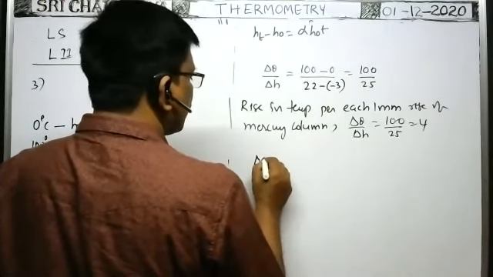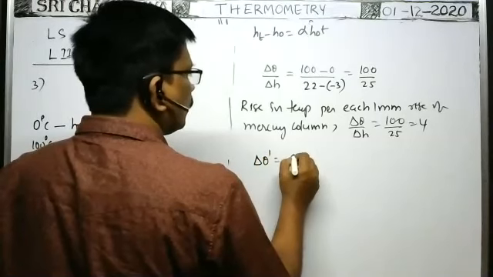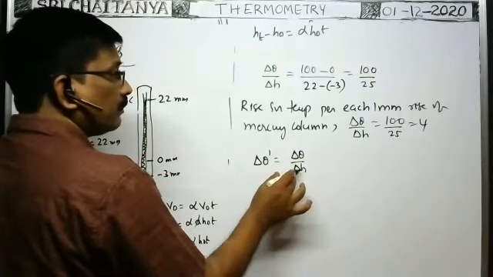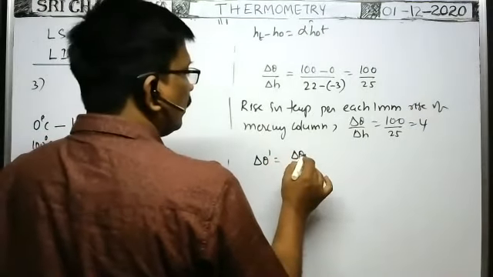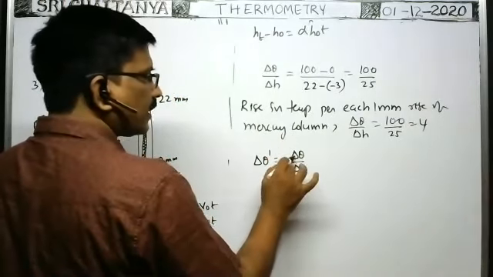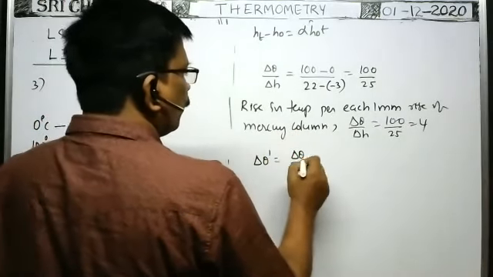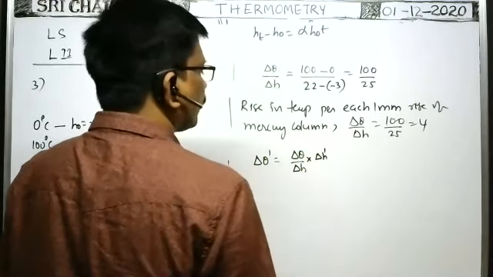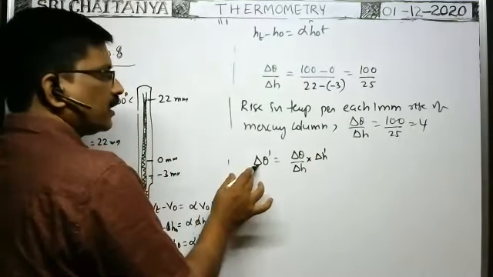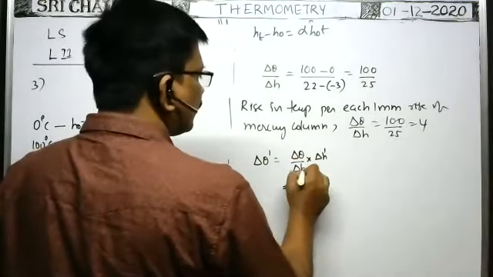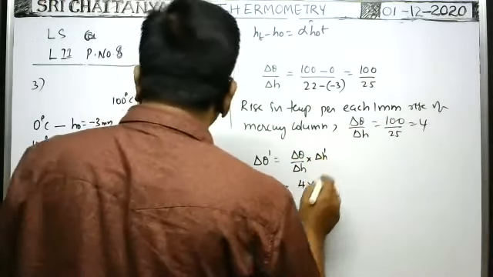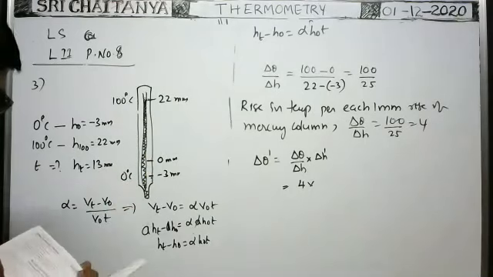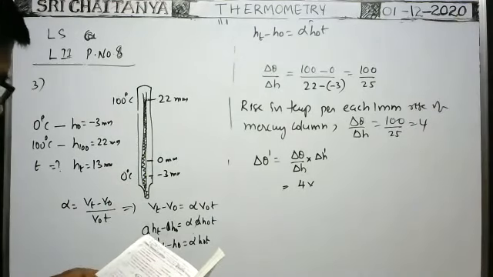Therefore, the new change of temperature, delta theta dash, is equal to the rise in temperature for each millimeter rise of mercury column, that is delta theta by delta H, multiplied by the rise. For 1 millimeter rise of mercury column, this is the change in temperature. For this much rise of mercury column, what is the change in temperature? You substitute the data. Delta theta by delta H means 4, into the rise in mercury column. The reading of the mercury column is given as 13 millimeter.